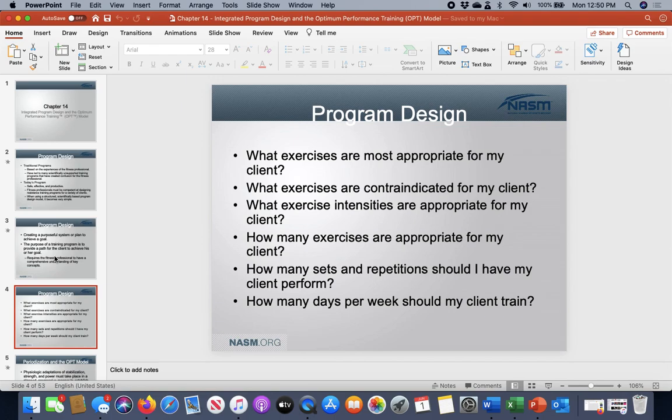What's the max? How many exercises? The maximum amount of exercises that are appropriate for your client. Reps and sets, like I talked about before, and then days per week, or what we would call frequency. Okay, all of those things need to be answered, because that's the driving force to be able to dictate what you're going to put together.